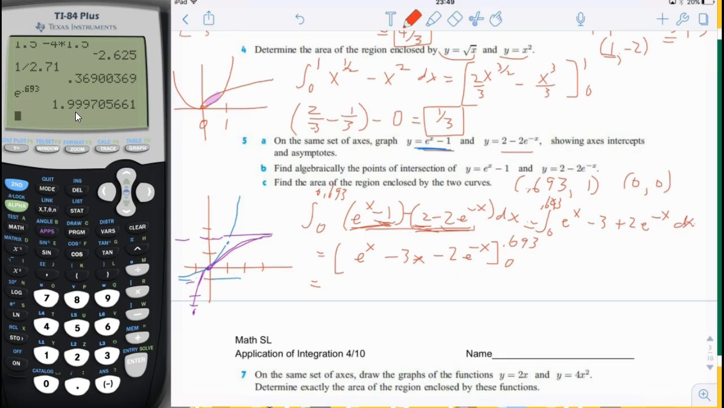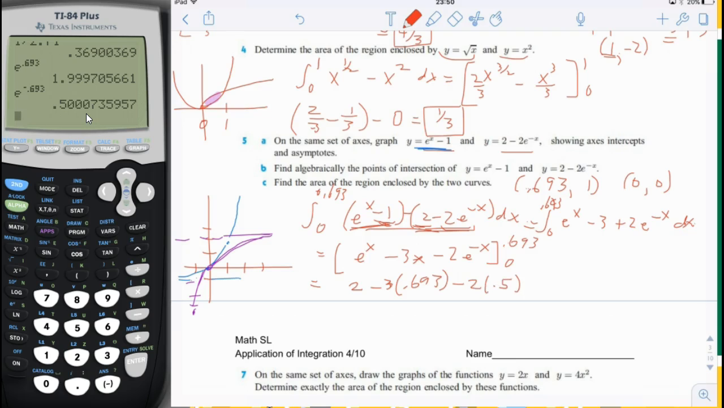And remember, e to the 0.693 is 2, so that's going to be 2 minus 3 times 0.693 minus, and then we have 2e to the negative 0.693. I wonder what that is. Is that a special number too? What's that? Ooh, it's 0.5. That's pretty cool. So that would be negative 2 times 0.5.